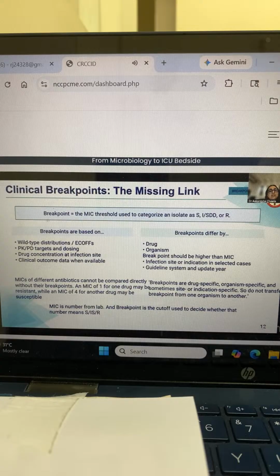So the breakpoints are actually given by EUCAST and CLSI. Every year they are updated and they are based on wild type distributions, PK/PD targets and dosing, drug concentration and infection site, and clinical outcome data whenever it's available. Breakpoints differ by drug and by organism.